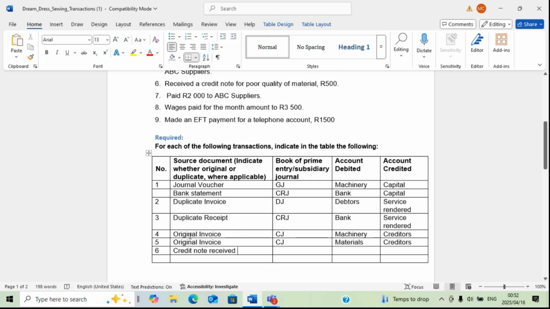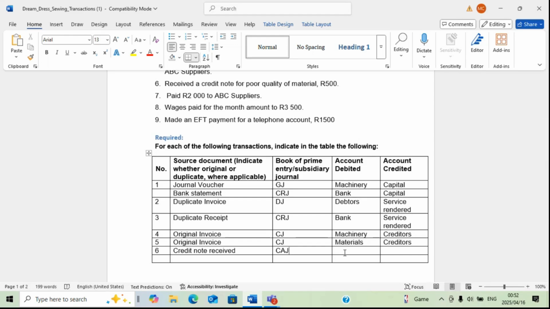Credit note received. And then where we record: when we receive a credit note, it means we have returned that poor quality material, and we are going to receive a credit note from our creditors. The book of prime entry, or the subsidiary journal, is going to be creditors allowances journal, CAJ, right? And then two accounts affected again. There will be a decrease in our creditors and a decrease in our materials because we took some material back to the supplier.